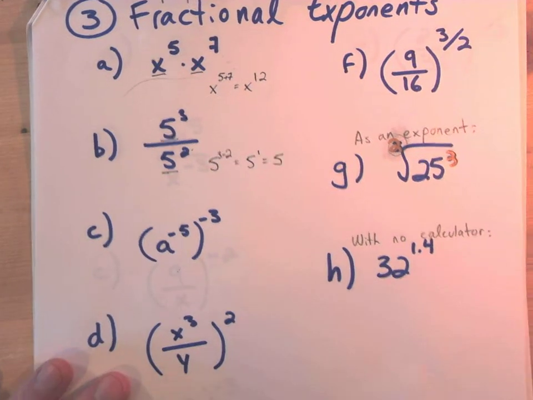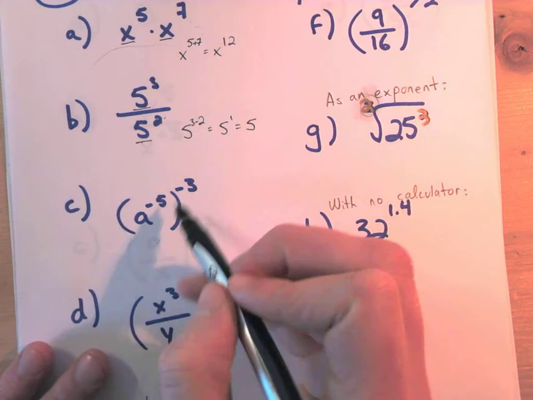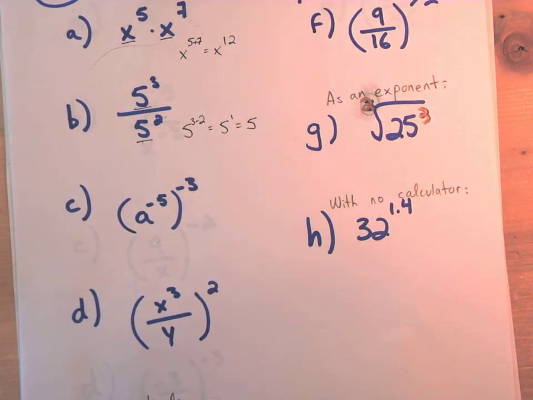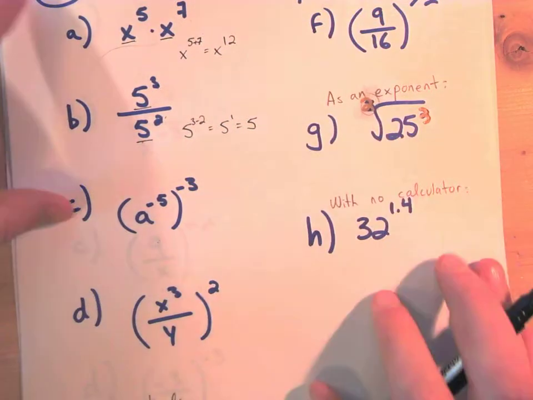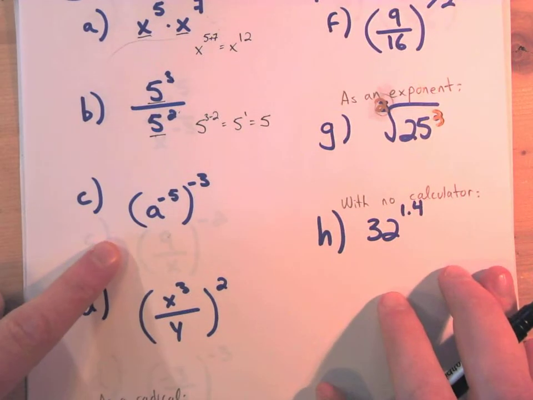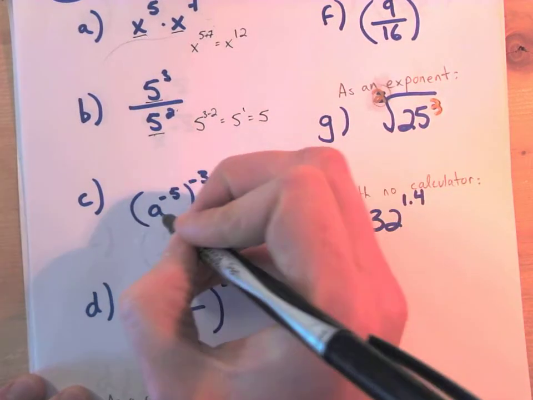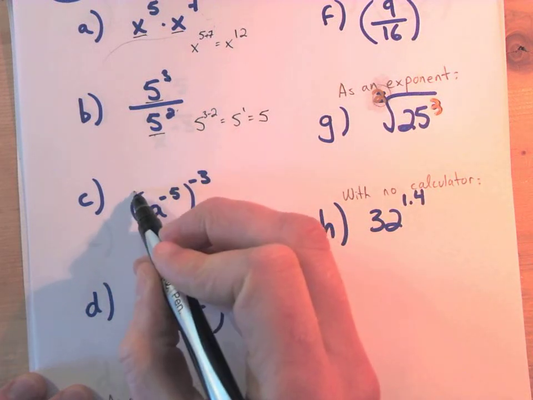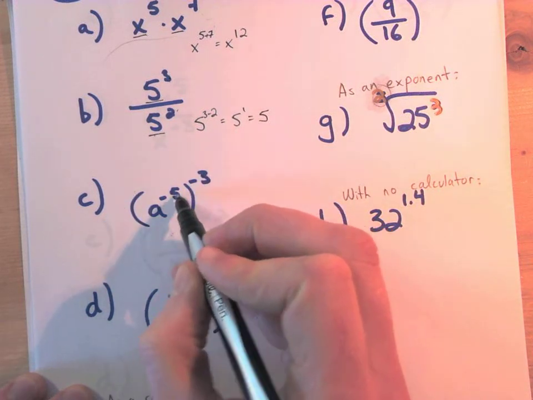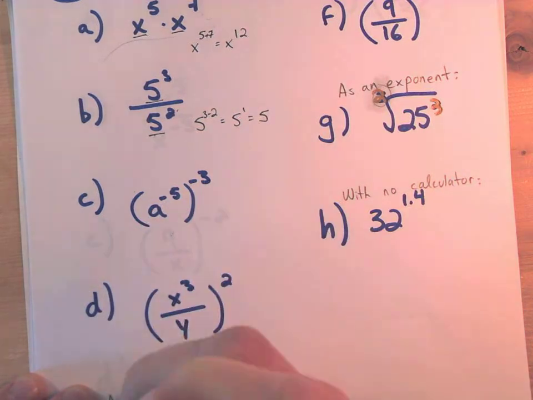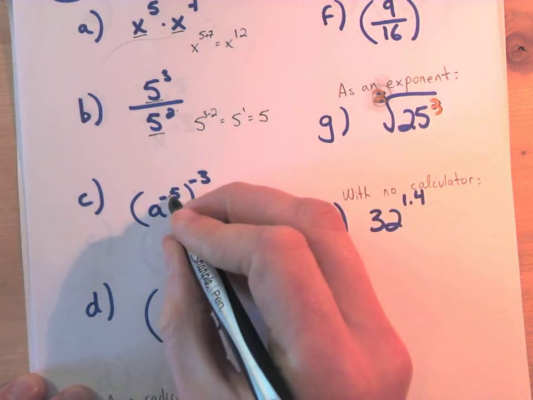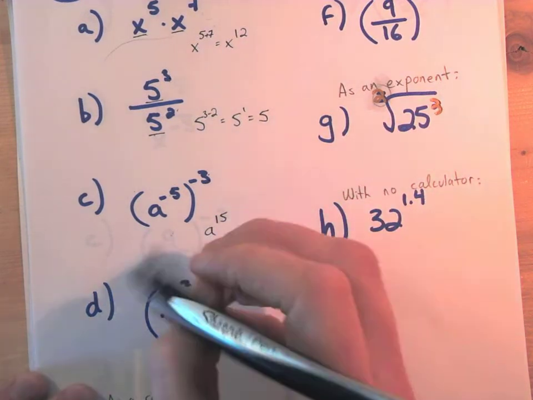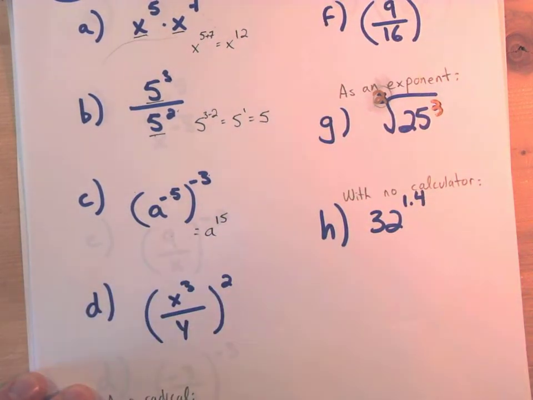Alright. So our next one here, we have a to the negative 5, all to the power of negative 3. We haven't even done negatives yet. We're only on the third section. But at this point, we can use these laws. If you have brackets here, then what you can do with the double exponent is you can multiply them together. So we can go negative 5 times negative 3 is positive 15. So this is really the same as that.